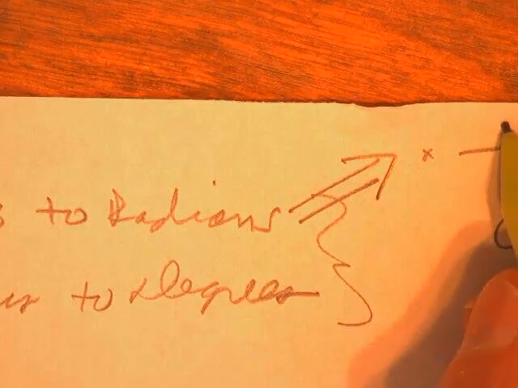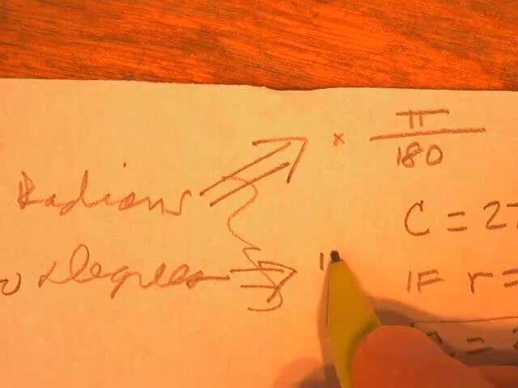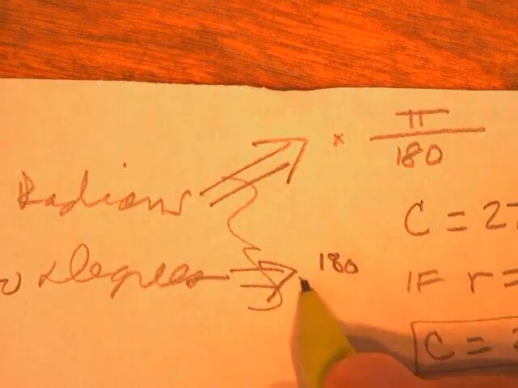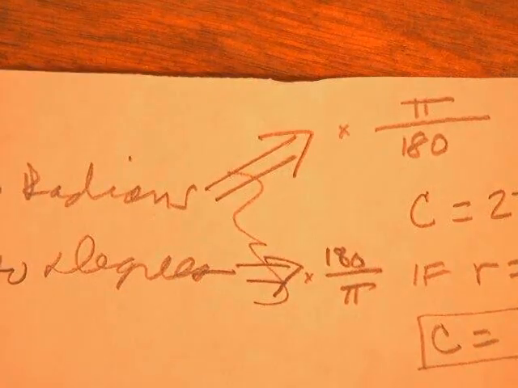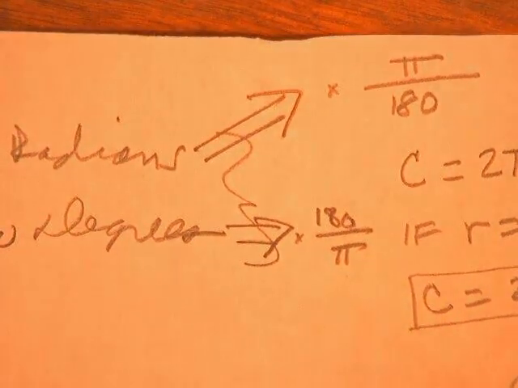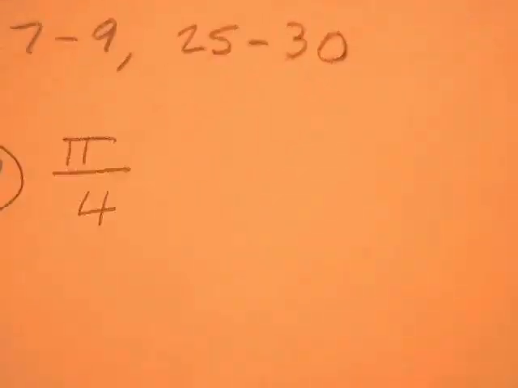So there's two formulas for these. This one right here, from degrees to radians, you just want to multiply by pi over 180. And for radians to degrees, you want to multiply by 180 over pi. So you'll need to know these formulas. You're going to get to use these notes on your test, so they'll be on there someplace.